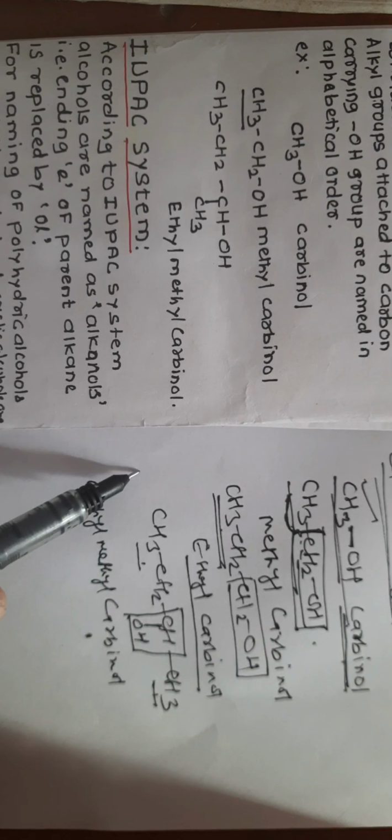It is one of the systems, that is the carbinol system, particularly used in alcohols for the naming of alcohols only. म्हणजे अल्कोहोल्सच्या नॉमेनक्लेचरमध्ये फक्त ही मेथड वापरली जाते.